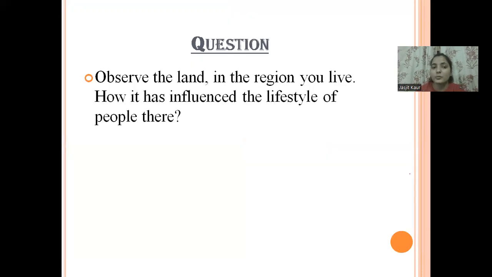Now there is one question for you. You have to observe the land in your region where you live, and write how it has influenced the lifestyle of the people living there. You can write your answers in the comment section. You can take a screenshot of this.